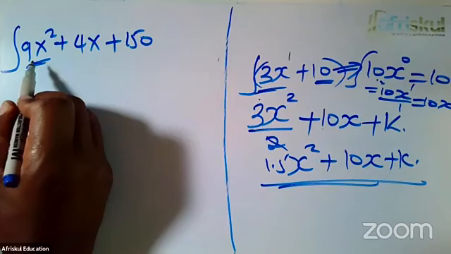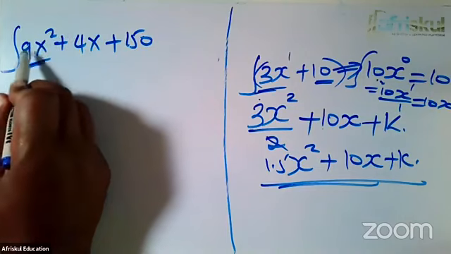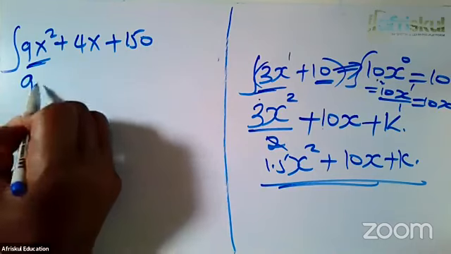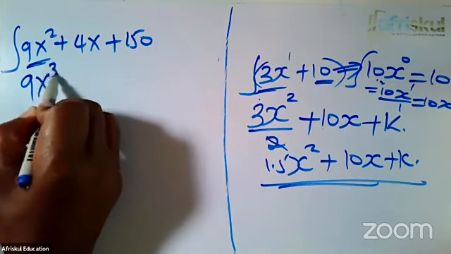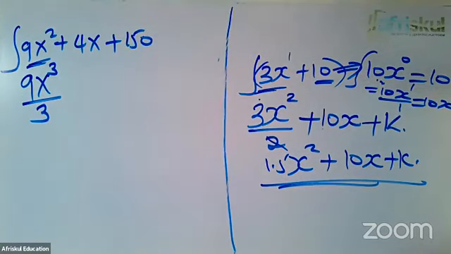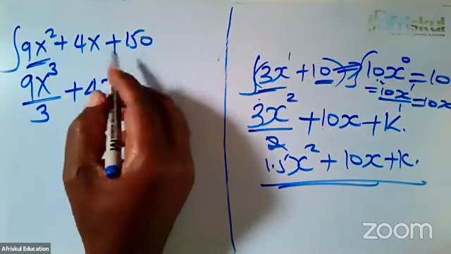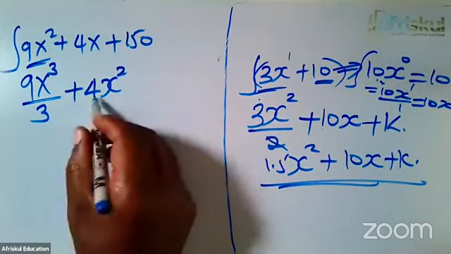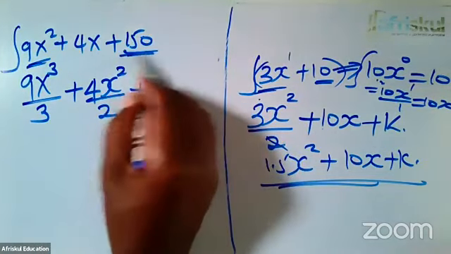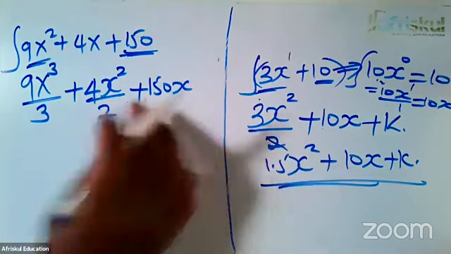It's quite easy. What you're going to do is increase the power by 1. This term was raised to power 2, so the new term will be x raised to power 3. Don't forget that in integration, you must divide by the new power. Plus, what do we have here? 4x raised to a new power, which is 2, all over 2. Plus this is a constant, and upon integration, the constant takes the variable of the function, which is x.